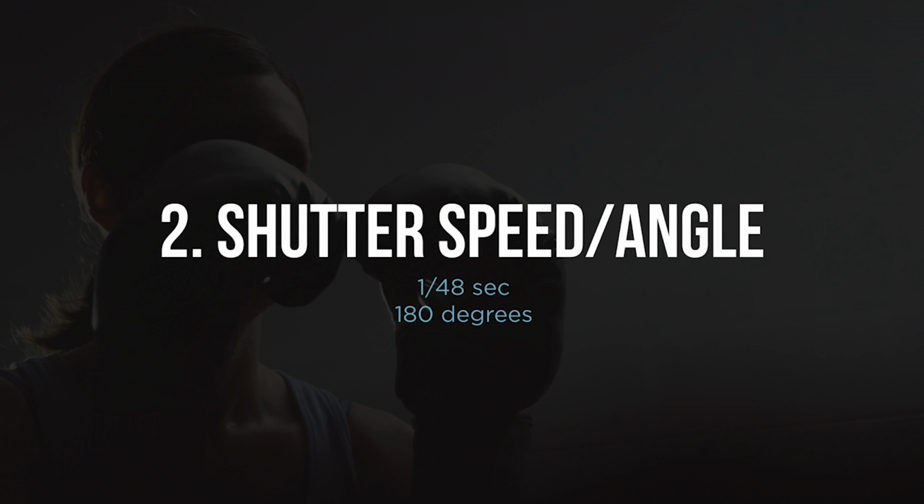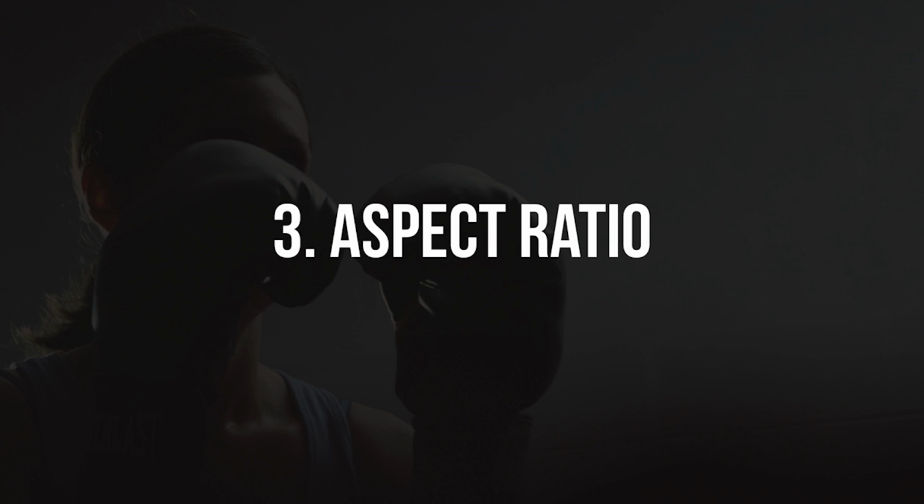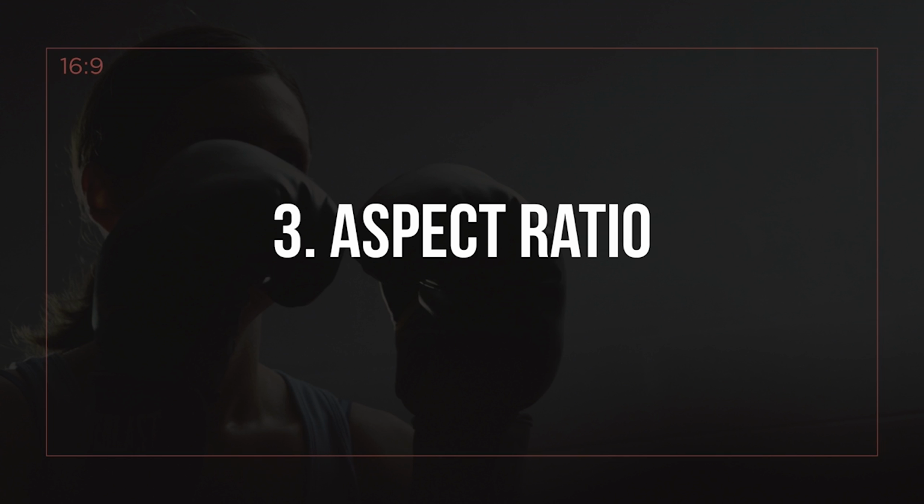All right. Number 3 is aspect ratio. So the standard aspect ratio that your camera probably shoots is going to be 16:9, right? So that means that the ratio between the width of your video and the height of your video is 16:9.